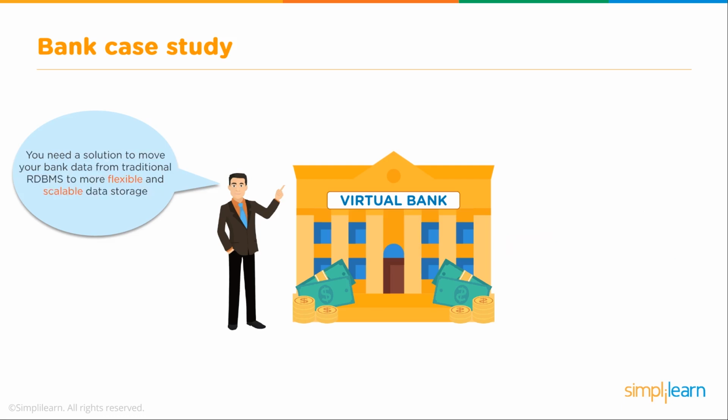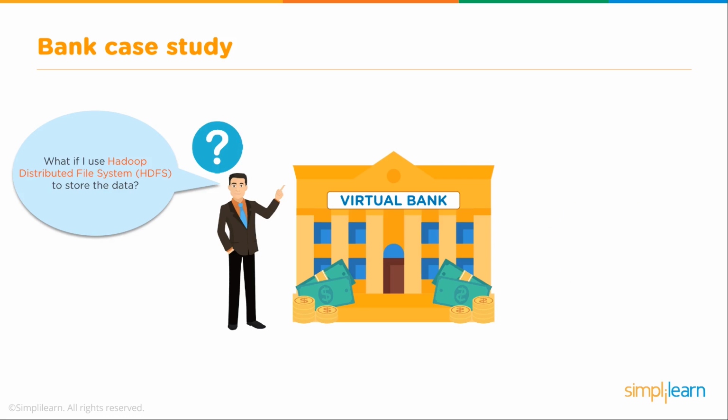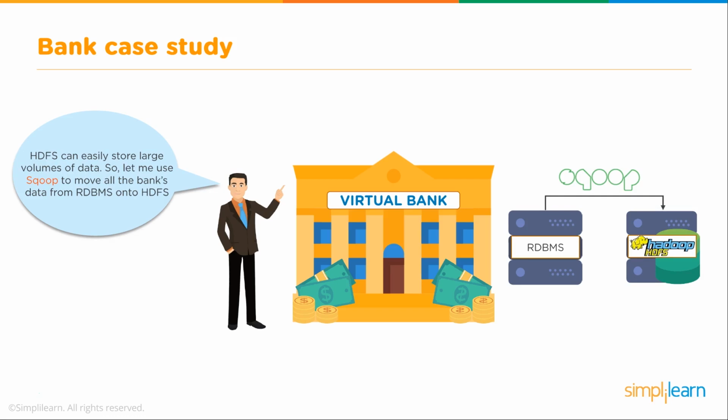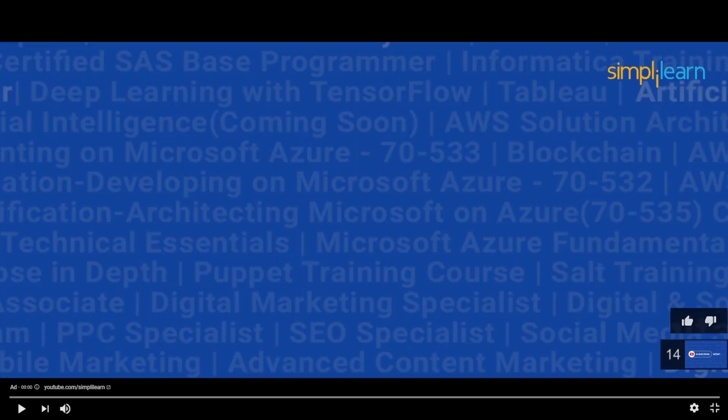You need a solution to move your bank data from traditional RDBMS to more flexible and scalable data storage. What if I use the Hadoop Distributed File System, the HDFS, to store the data? HDFS can easily store large volumes of data, so let me use Sqoop to move all the bank's data from the RDBMS into the HDFS. So again, we have our high-end server, and we want to move that data over so that it's in affordable storage that we can still process. This will also allow us to analyze customer data using Sqoop commands. Now let's see how to do this.